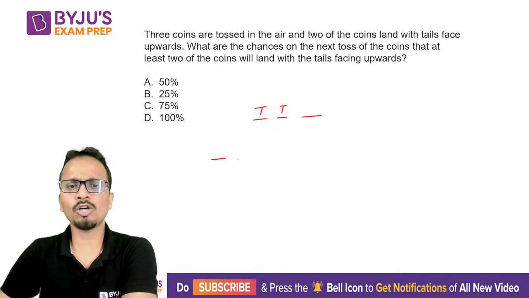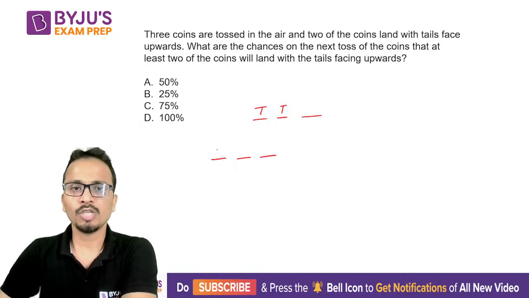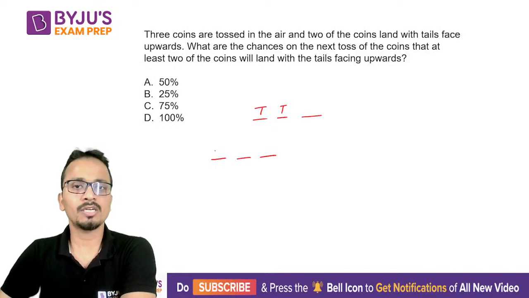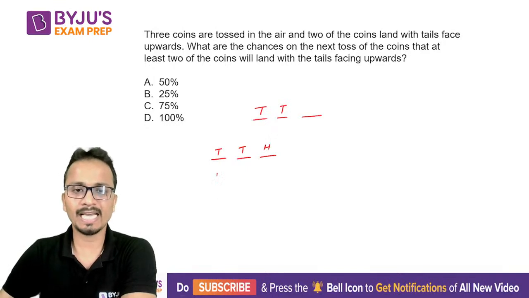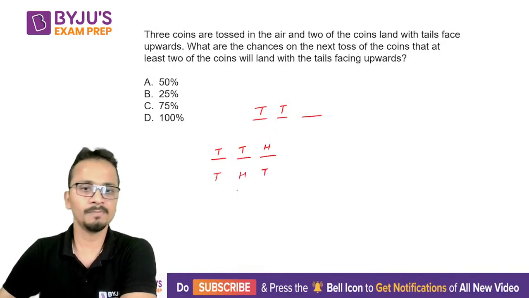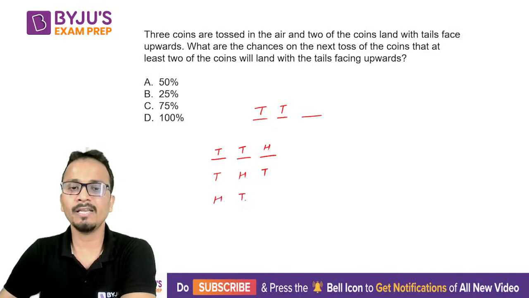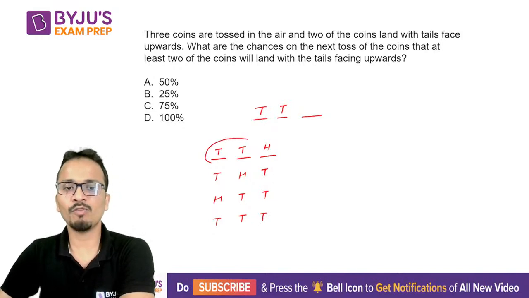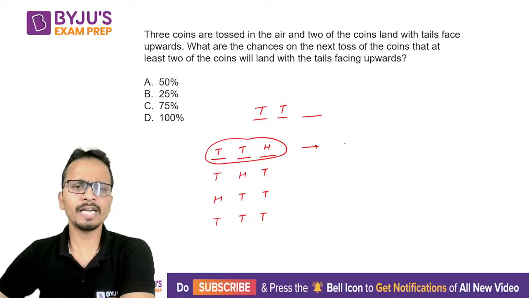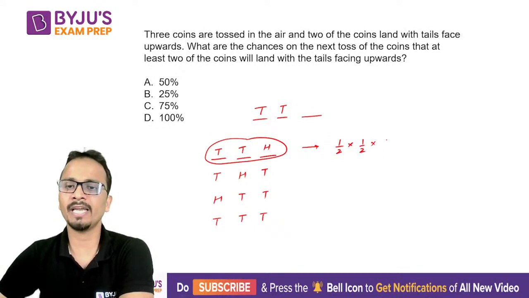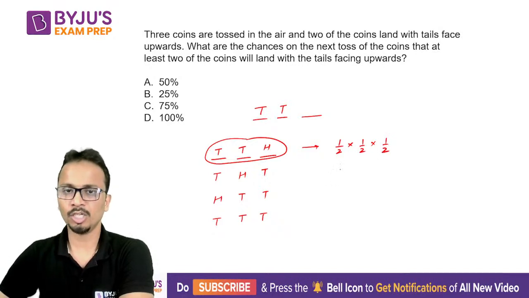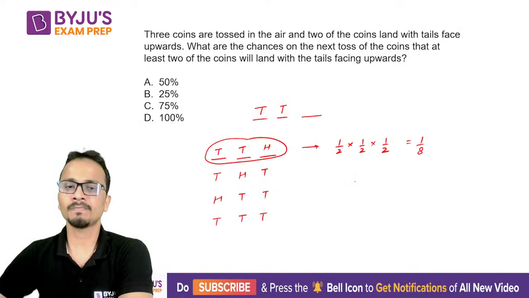Now, if I toss three coins, I need at least two coins facing tail upwards. So it can be tail, tail, head. It can be tail, head, tail. It can be head, tail, tail. And it can be tail, tail, tail. If I consider one of these, the probability of getting tail on the first toss will be half, tail on the second will be half, and head on the third will be half. So it will be equal to 1 by 8. Similarly, 1 by 8 will be the probability in all these cases.